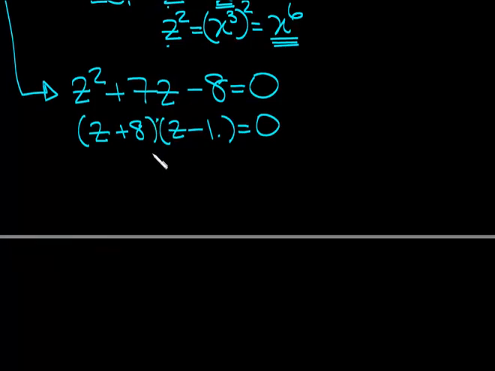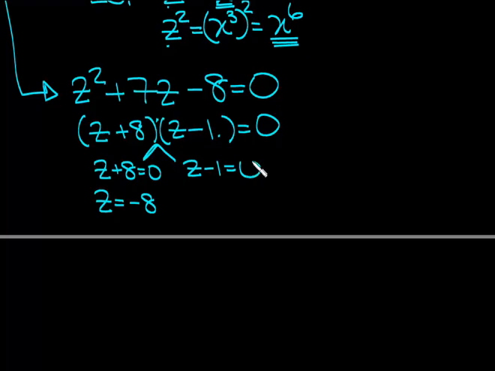This product is 0, so one of them has to be 0. So z plus 8 is equal to 0. So I get z is equal to -8. And z minus 1 is equal to 0. So I get z is equal to 1. A lot of the time students are just thrilled to get the answer and they'll stop at this point.